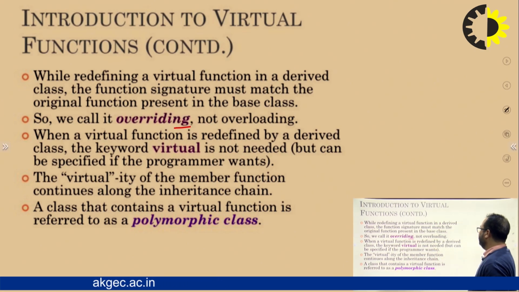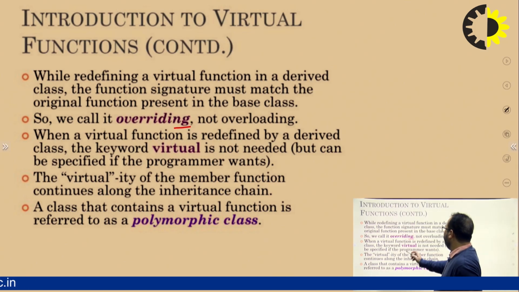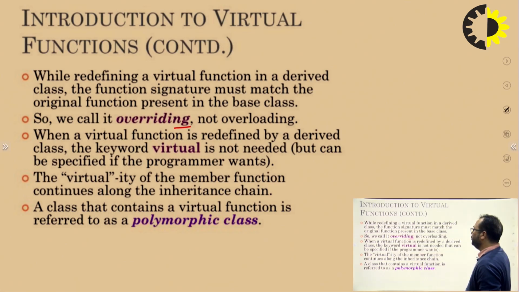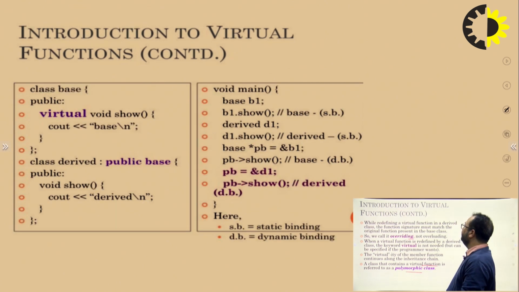When a virtual function is redefined in a derived class, the keyword virtual is not needed, but it can be specified if the programmer wants. So the virtuality of the member function is retained along the inheritance chain. A class that contains a virtual function is referred to as a polymorphic class.